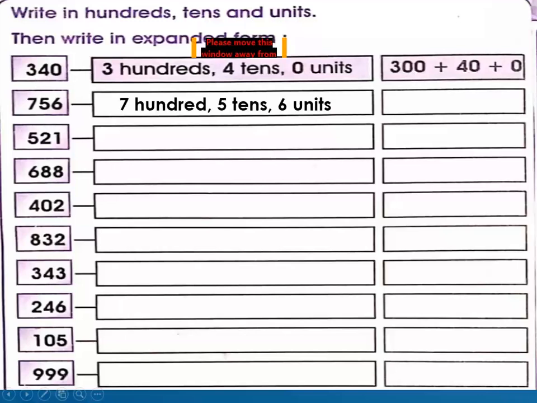Now see another example. Here the number given is 756. We also write this number in expanded form. In expanded form, we write the place value of each digit. So 7 is in the hundreds place, so we write here 700, comma, 5 is in the tens place, so we write here 5 tens, comma, 6 is in the unit place, so we write here 6 units. 700 means 700, 5 tens means 50, 6 units means 6. So the expanded form of 756 is 700 plus 50 plus 6.